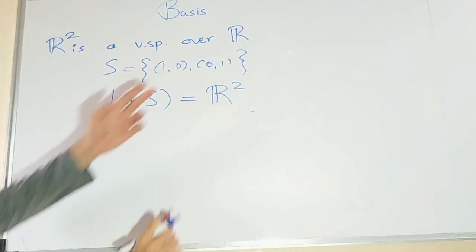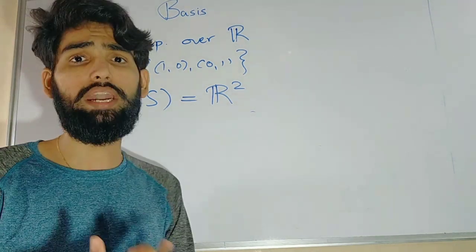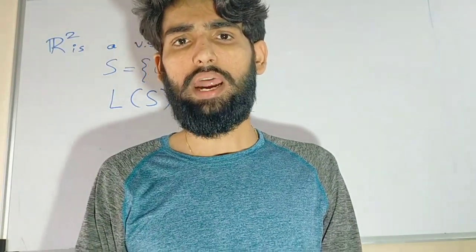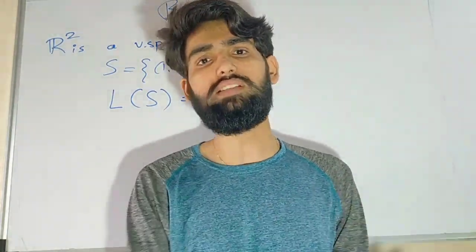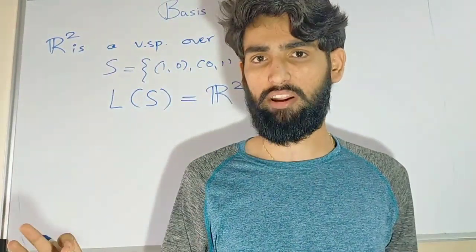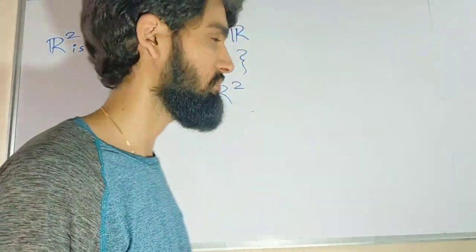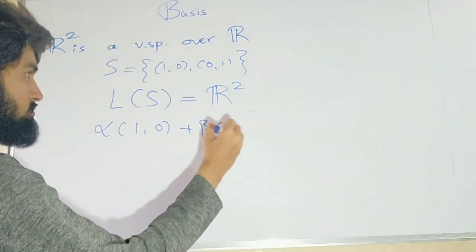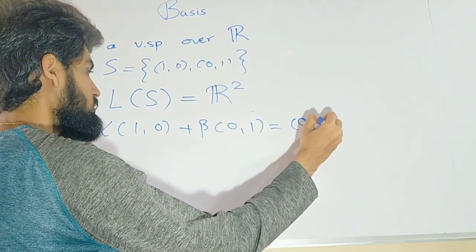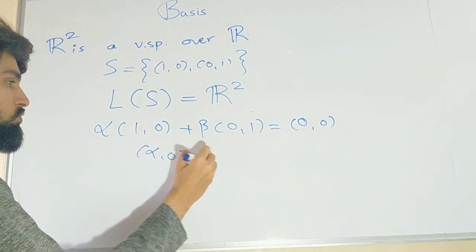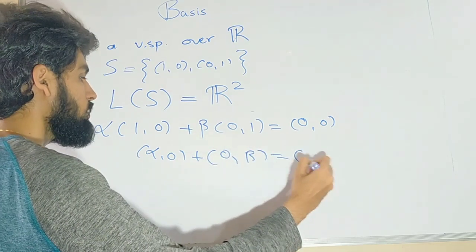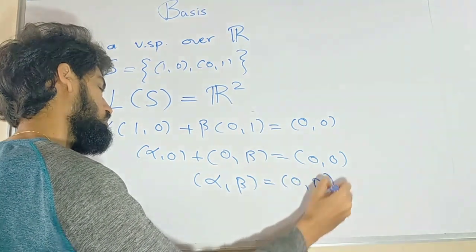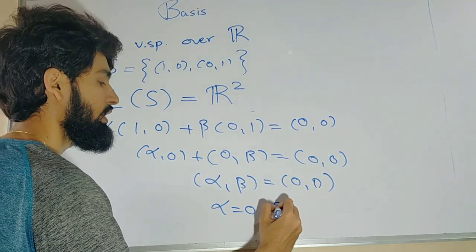Now we will prove that this is linearly independent. How can I prove the given set is linearly independent? I will make a linear combination and try to see what are the ways to reach (0, 0). If there is only the trivial way, I will conclude it is linearly independent. So I consider alpha times (1, 0) plus beta times (0, 1) is equal to (0, 0). That means (alpha, 0) plus (0, beta) is equal to (0, 0), so (alpha, beta) is equal to (0, 0). This implies alpha is equal to 0, beta is equal to 0.